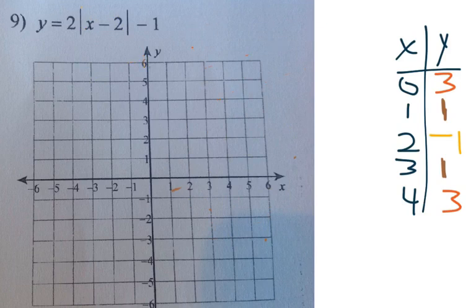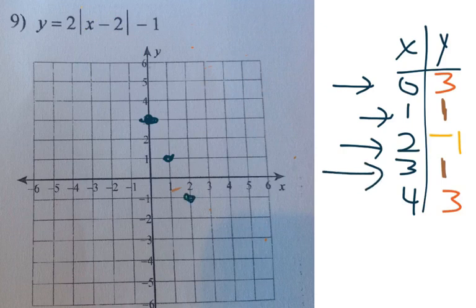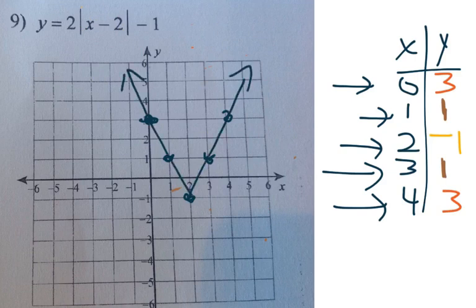So my first point is 0, 3. Right there. My second point is 1, 1. My third point is 2, negative 1. My fourth point is 3, positive 1. And my last point is 4, 3. Notice I get a nice V shape again, because all absolute values make a V shape. Okay? So that's it for the graphing, guys.